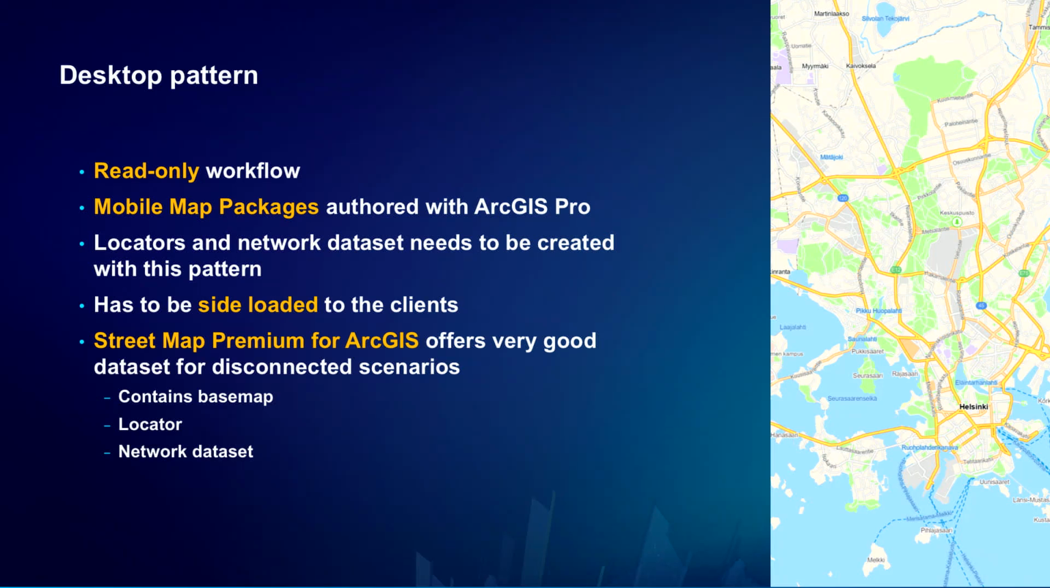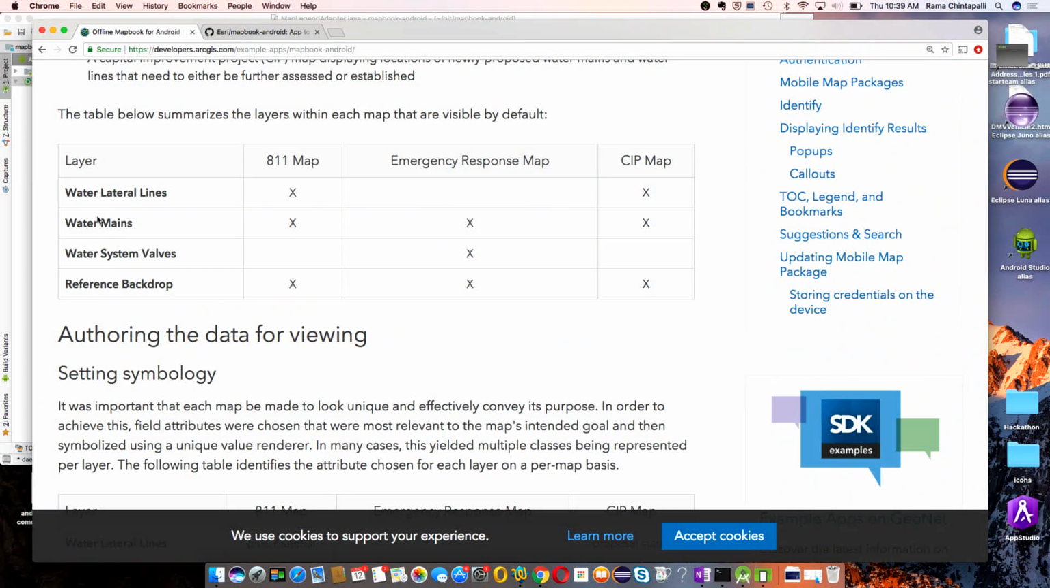So with that, let's see a demo in Android with an example app. So actually that StreetMap Premium for ArcGIS data is the data that powers the Navigator application as well. So it's something that we've made available through our apps, but also you can leverage inside of your own apps by using the StreetMap Premium.